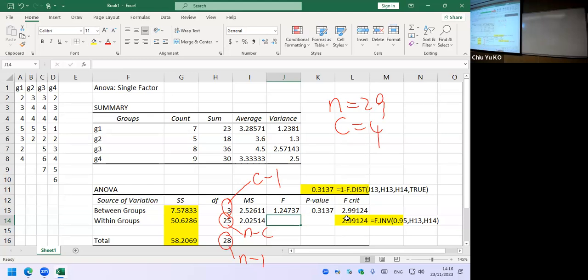Any question? Yes. Oh, same as 5%. Then that 5%.